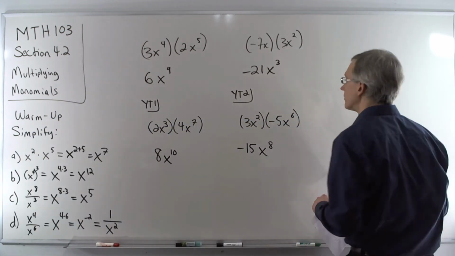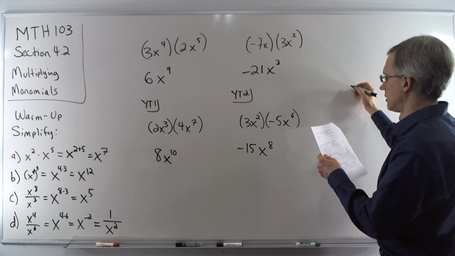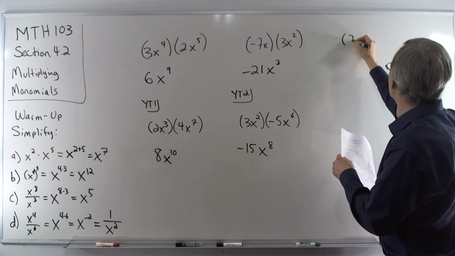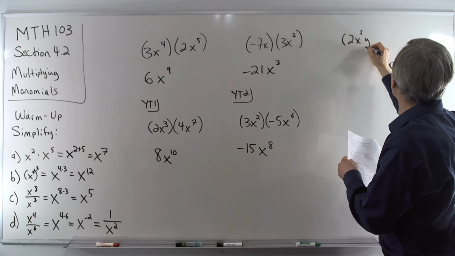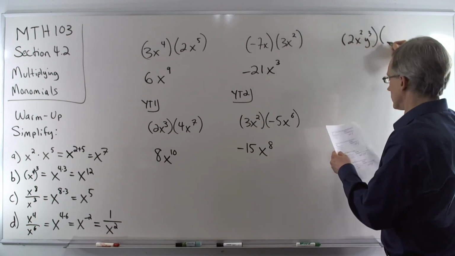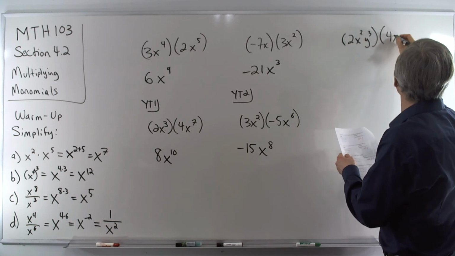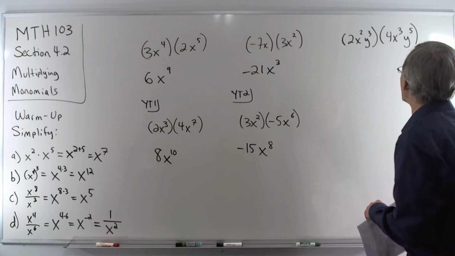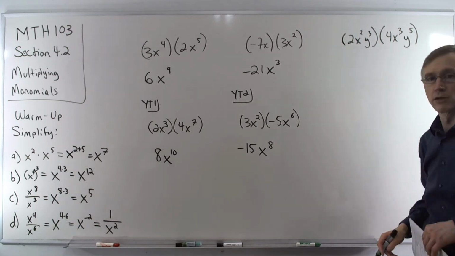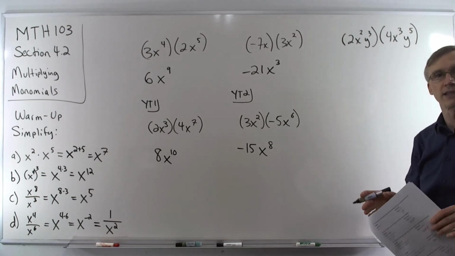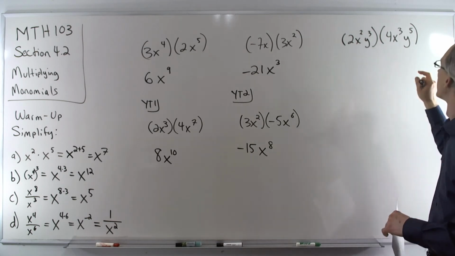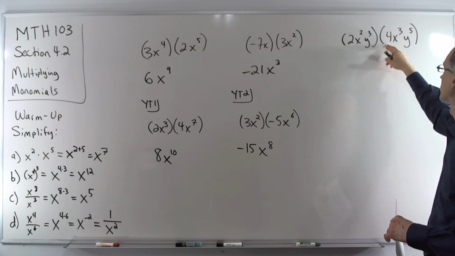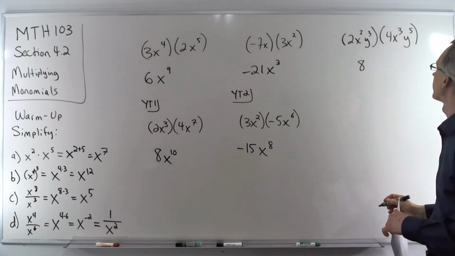Now in each of these, we've just had one variable. Now we're going to look at some expressions with more than one variable. Now we have to be careful about only combining things that have the same base. Well, let's start with the numbers. That hasn't changed. Coefficient times coefficient, that gives us 8 out front.